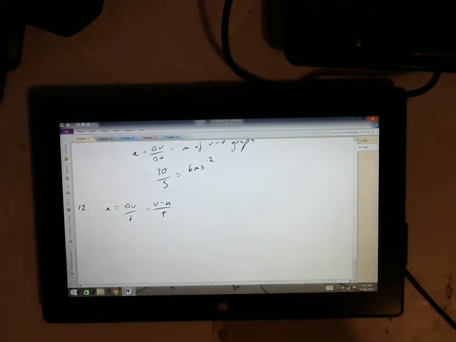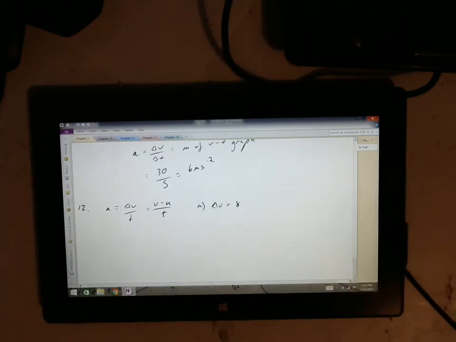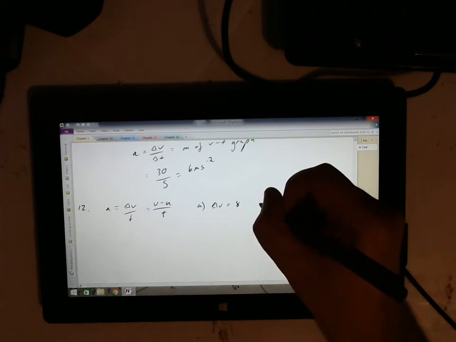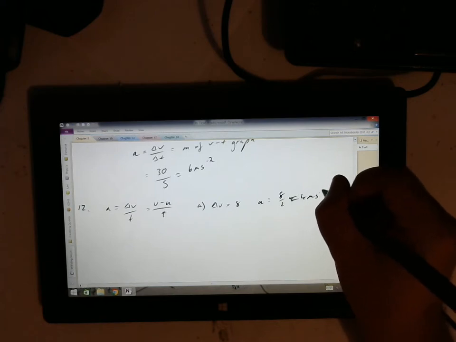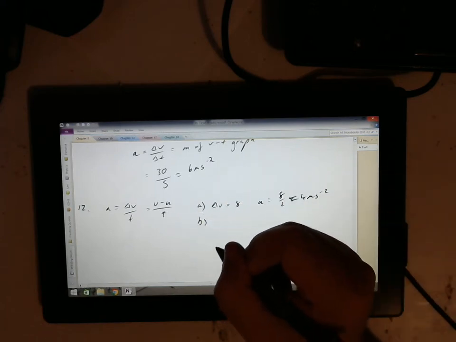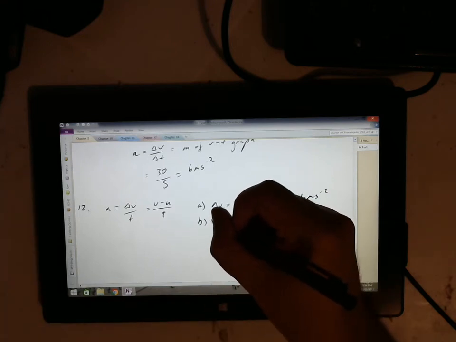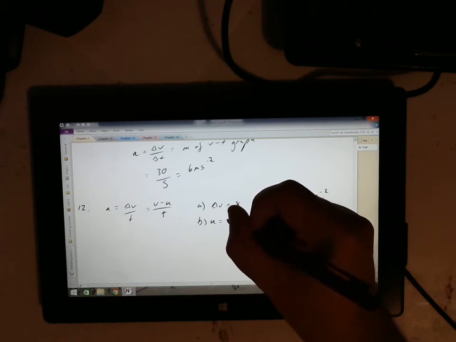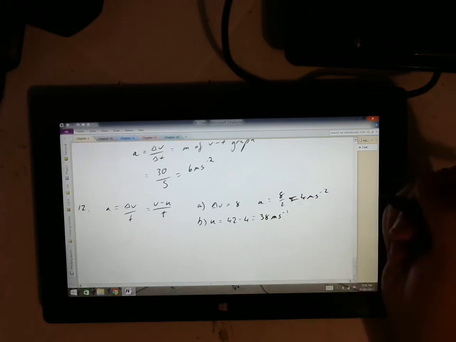So let's have a look at that first one. We've got v, u, and t. So delta v equals 8, because we are starting at 10 at u, going up to 18. So that's a positive increase. We have t equals 2, so acceleration will equal 8 over 2 equals 4 meters per second squared. Looking at our next one, we have a delta v of 4, and we're ending at 42, so u is going to equal 42 take away 4, which equals 38 meters per second.